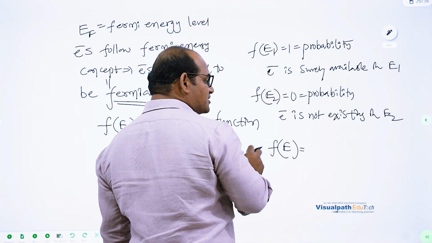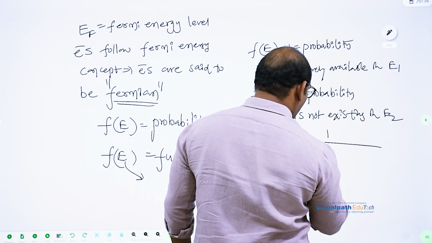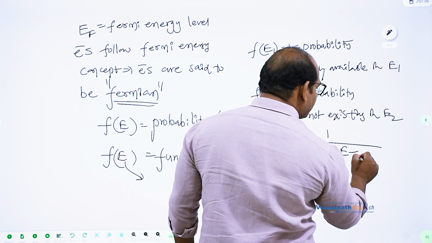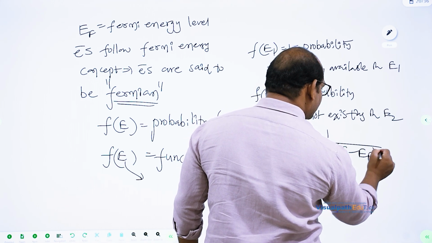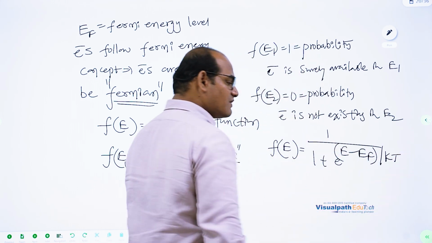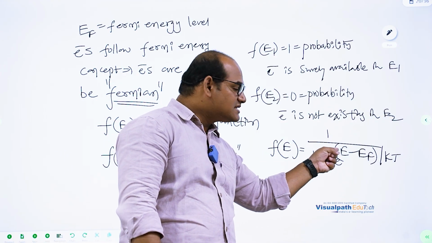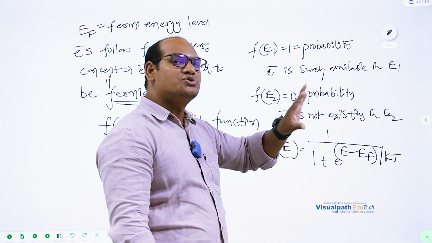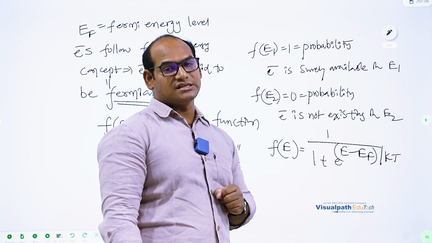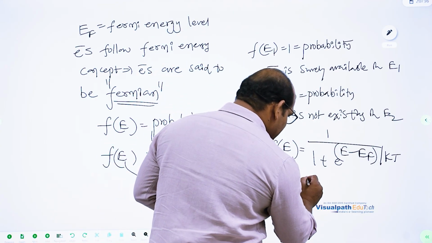It is the probability function. It is equal to 1 by 1 plus e power (E minus EF) by kT. This is the formula. So in 1 by 1 plus e, all are constants only. E is the variable. When you see the equation, you should understand what are the variables and what are the constants. So, E is the variable here.